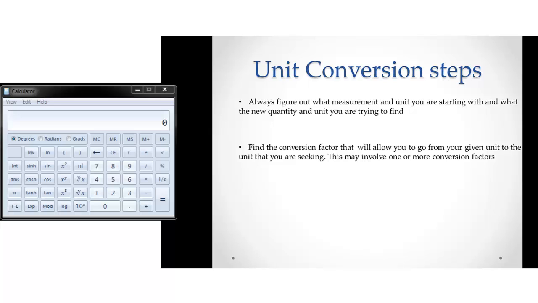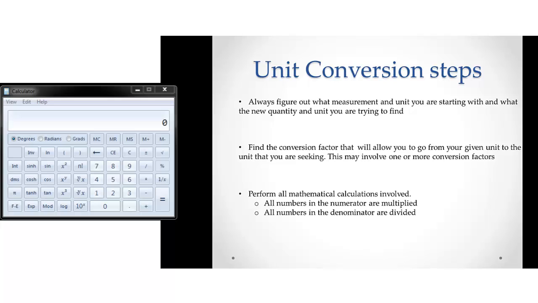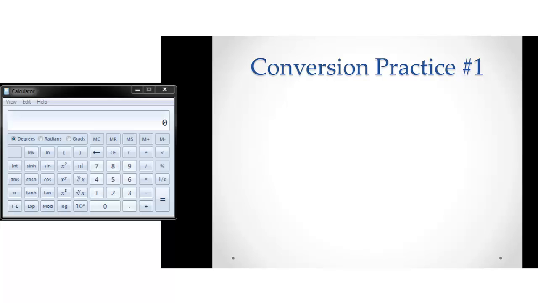With your conversion factors, any numbers located in the numerator are going to be multiplied, while all numbers located in the denominator are going to be divided. Let's start off with a conversion practice problem. The measurement is 3.89 kilometers, and we are looking to convert this into inches. So, how many inches are in 3.89 kilometers?